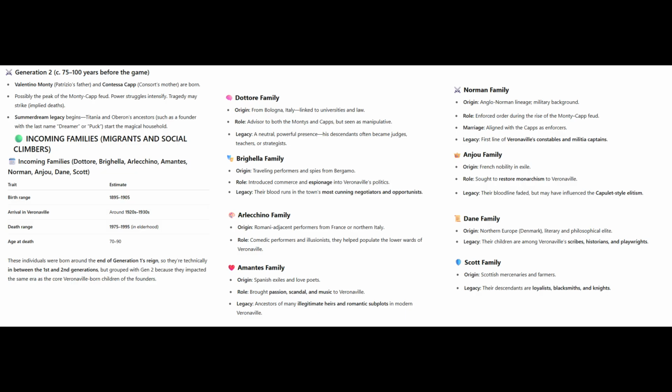The Anjou family origin is French nobility in exile. They sought to restore monarchism to Veronaville, and their bloodline faded, but may have influenced the Capulet-style elitism. And then the Dane family, they're from Northern Europe, i.e. Denmark. I believe I had counted them there as well. They are into literacy and philosophical elite. And their children are amongst Veronaville's scribes, historians, and playwrights.